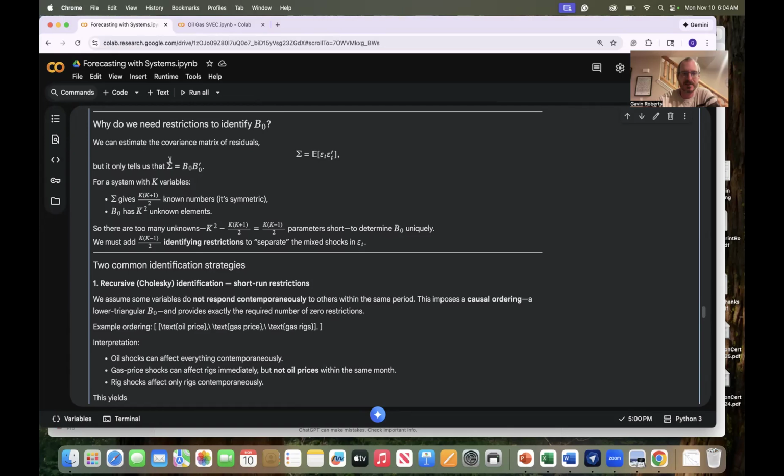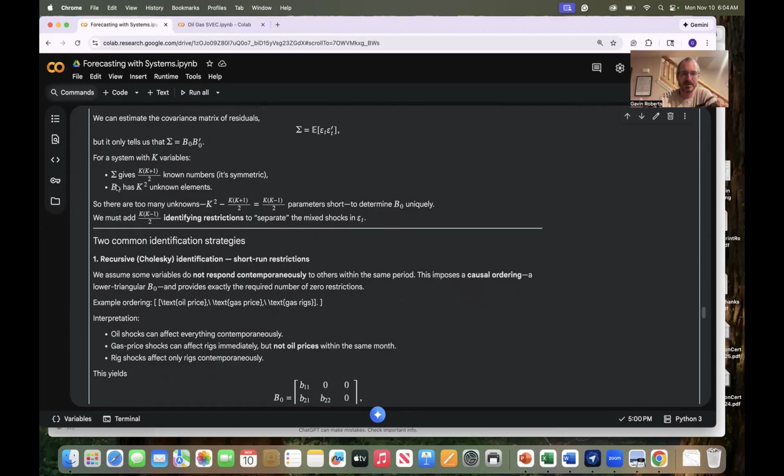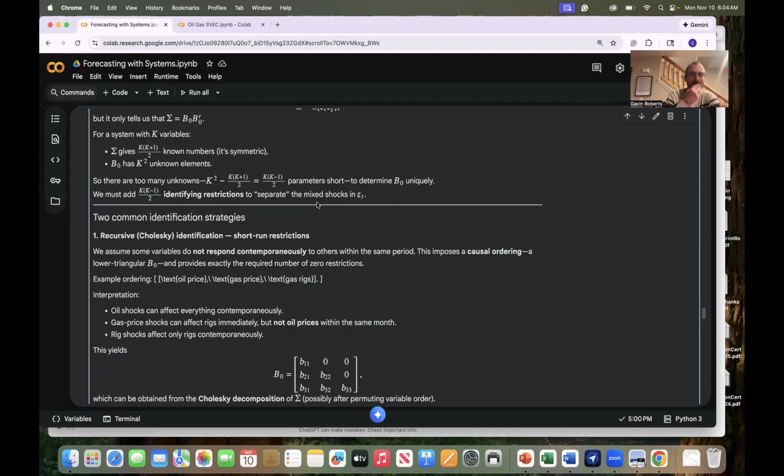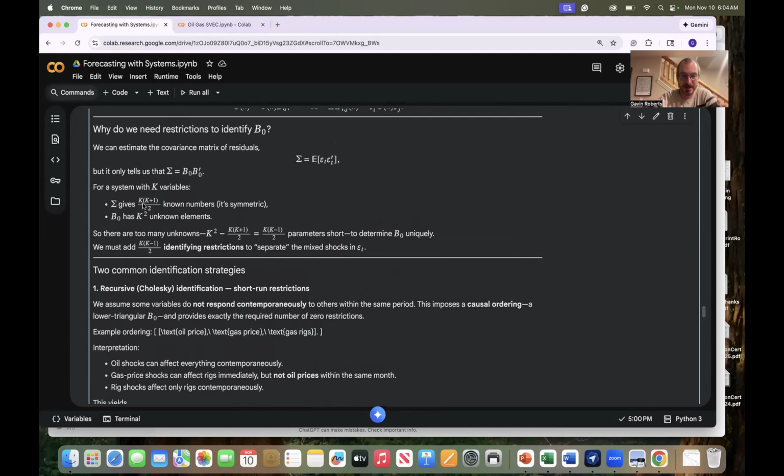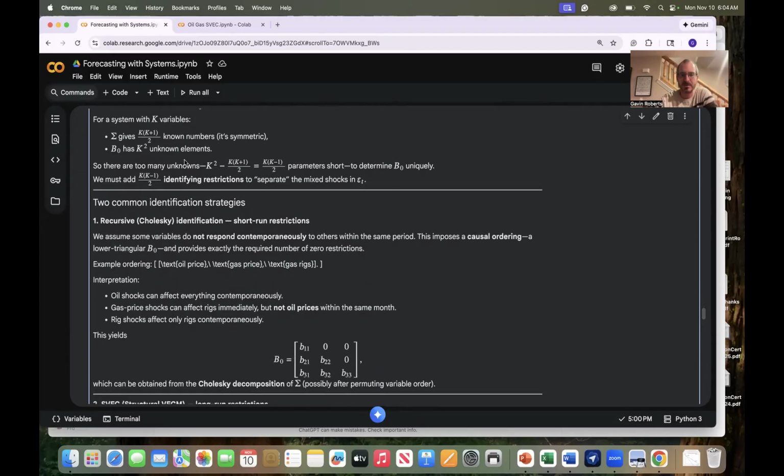But it only tells us that sigma equals B naught B naught prime. For a system with K variables, sigma gives us this many known numbers because it's symmetric. But this matrix has K squared unknown elements. So we have K squared unknowns, but we have K times K plus 1 over 2 known numbers. So clearly we don't have enough knowns to identify all of our unknown elements. So that's why we need to make some additional assumptions here to get at structural shocks. So there are basically too many unknowns to solve the system.